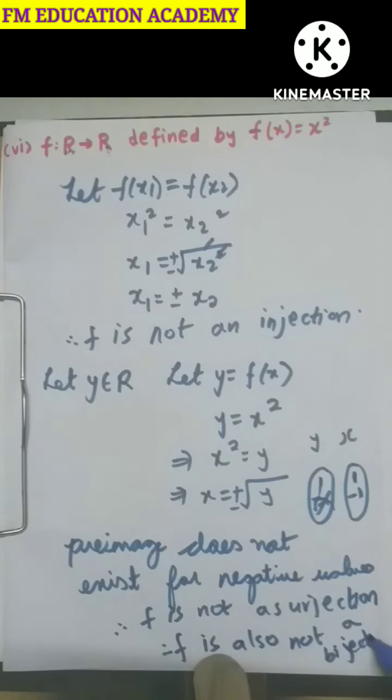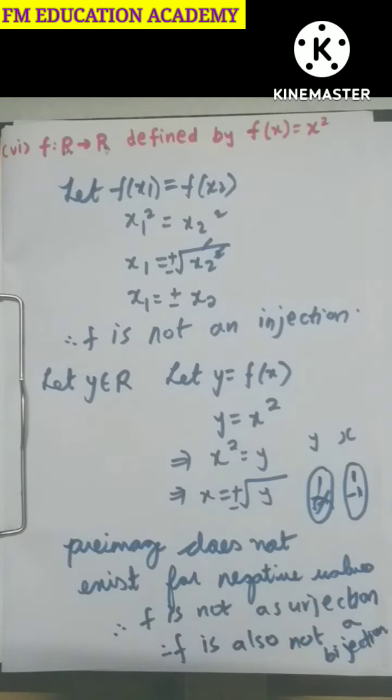Okay, this completes our second question, third bit, fourth bit, fifth and sixth bit. In the next video lecture, we'll be doing the third question of exercise 1A from the second section.